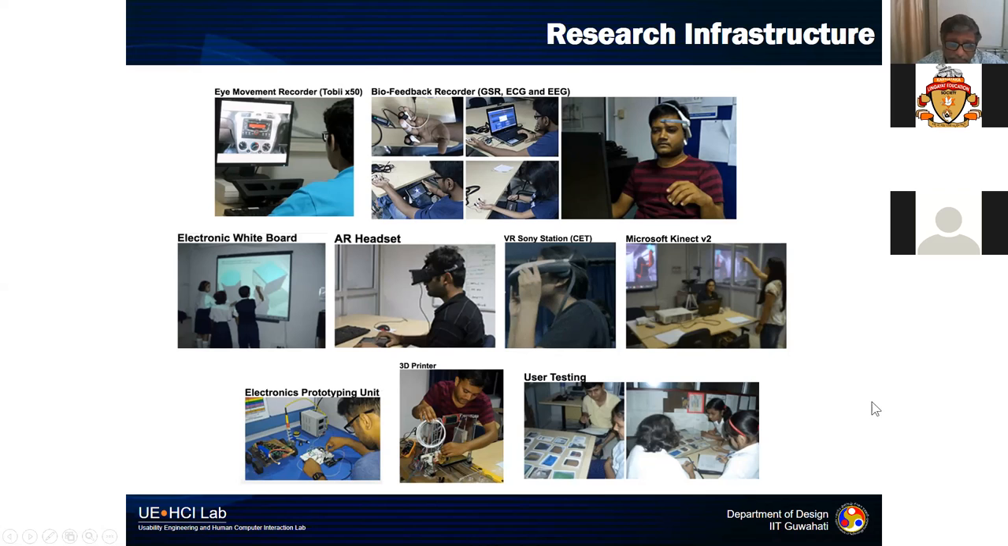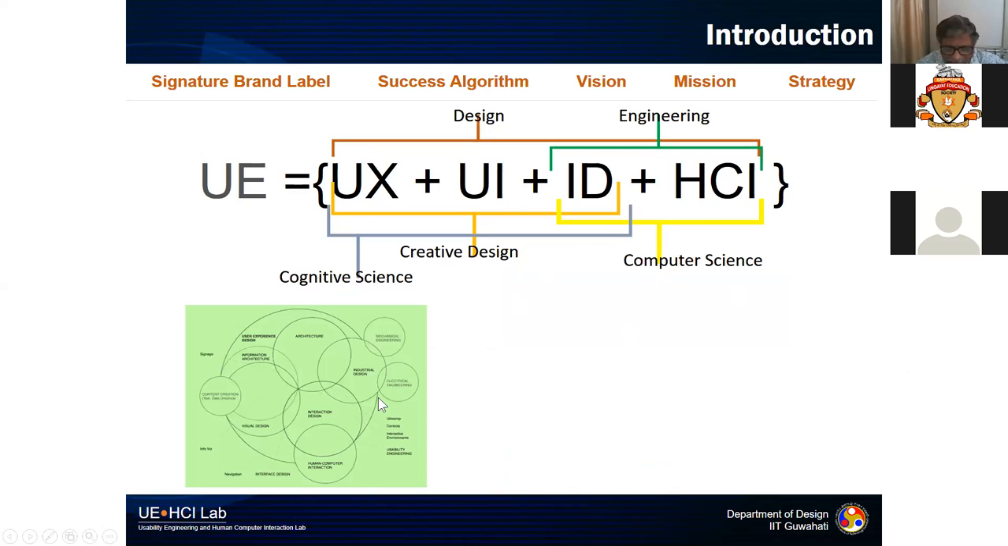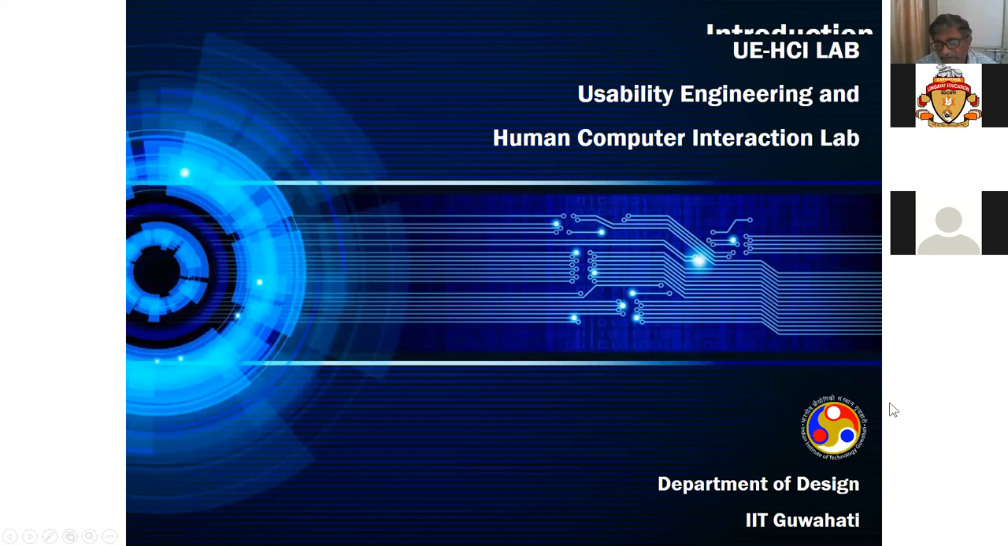Our lab, we call it usability engineering. It consists of user experience, user interfaces, interaction design, and HCI, that is computer science and others. It's a very, very new discipline that is coming up, an amalgamation of all disciplines. It takes some time, but it's possible. So this is our lab, and I invite you, if you are anywhere around here, to just walk in and take a look at it.